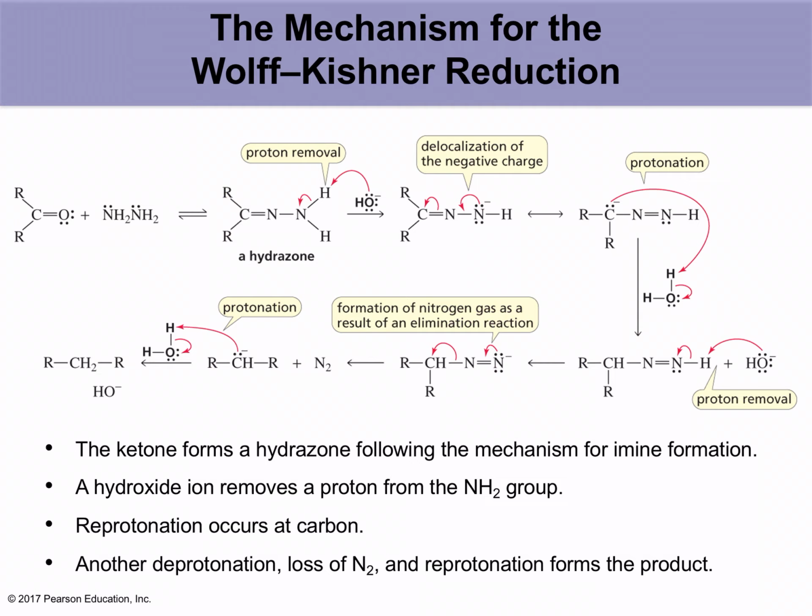The ketone forms a hydrazone following the mechanism for imine formation. Hydroxide ion removes a proton from the NH2 group. Reprotonation occurs at the carbon. Another deprotonation, loss of nitrogen, and reprotonation forms the product. That's what we talked about over here.